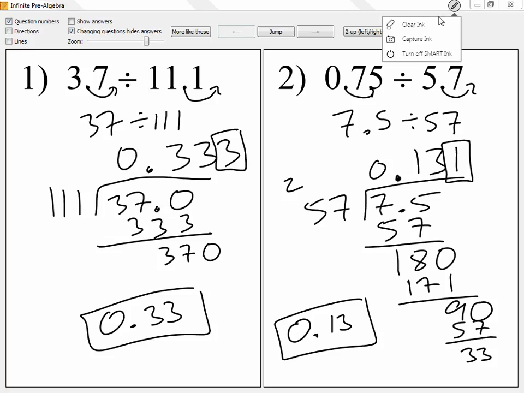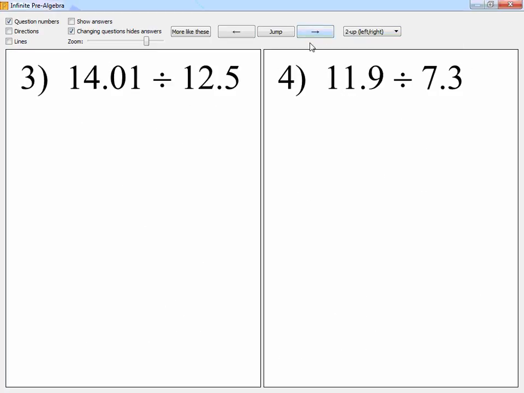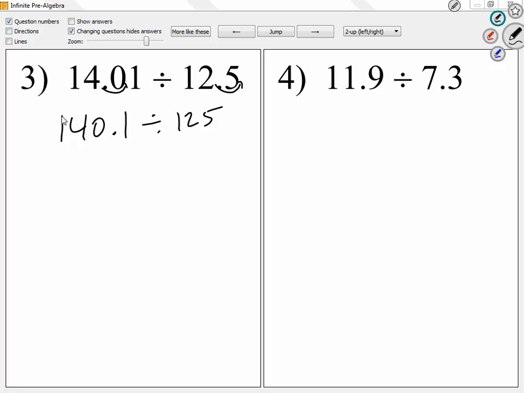Take a look at a couple more examples. Looking at number 3, move the decimal one place to the right on each. So I have 140.1 divided by 125. Once again, the second number should not have any decimals. I want to write the 125 on the outside and 140.1 on the inside. My decimal, let me bring it up already.